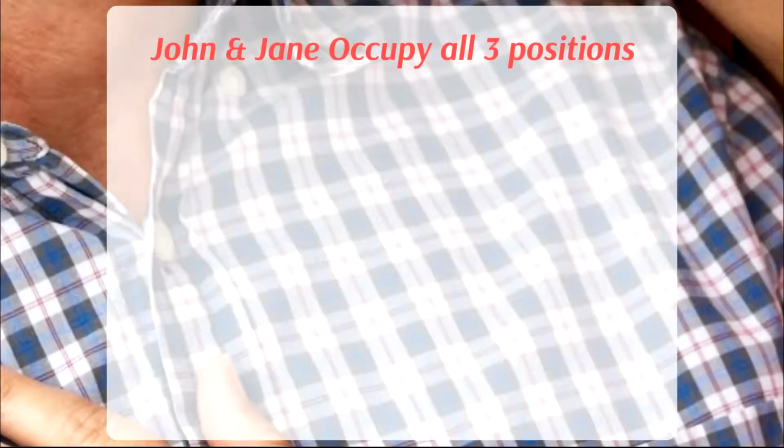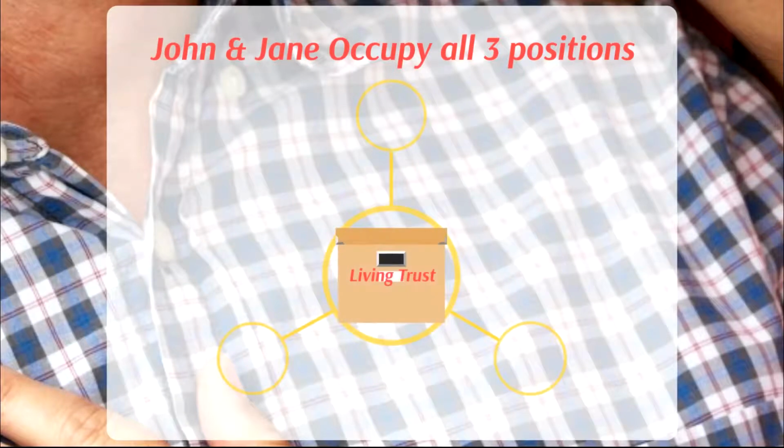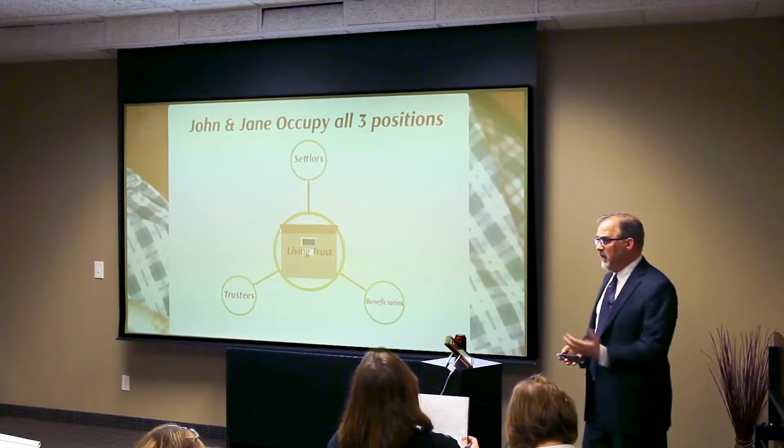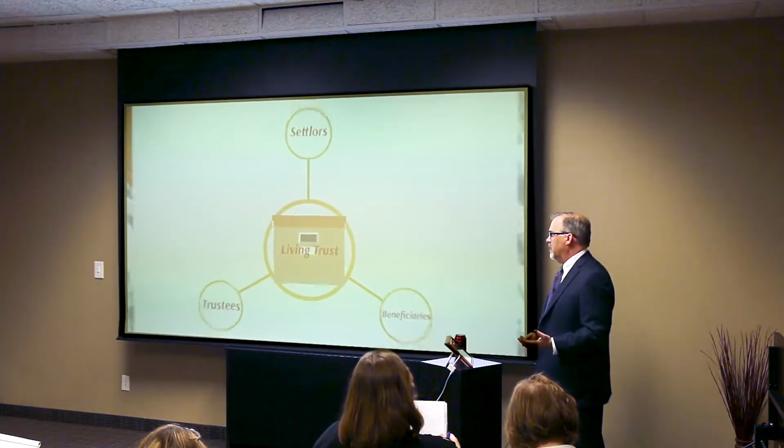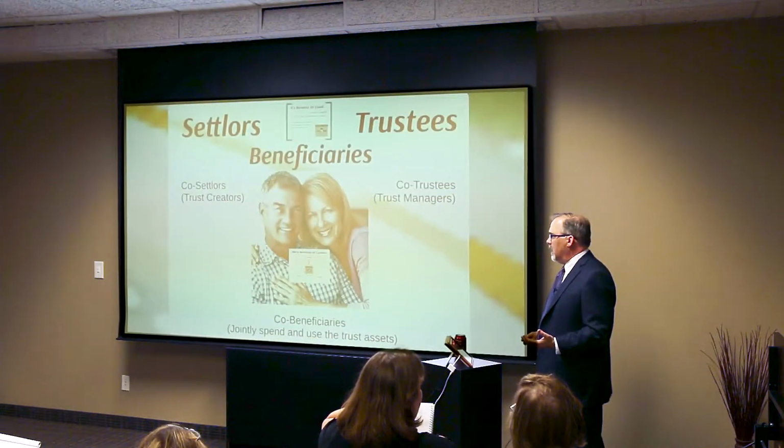At the beginning, John and Jane occupy all the same positions. They're settlors, trustees, beneficiaries, meaning that although the assets are titled in the name of the trust, if they need the money, they get it. If they want to sell the property, they sell it. It doesn't sound like it's changed a whole lot. And in a way, it hasn't.